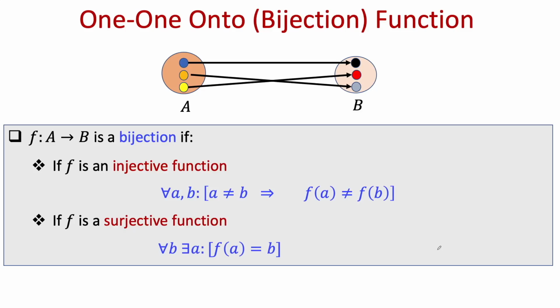Now, the third category of important functions is the 1-1 onto function. They are also called bijective functions. Sometimes we also use the term 1-to-1 correspondence. There are many terms for the same concept.